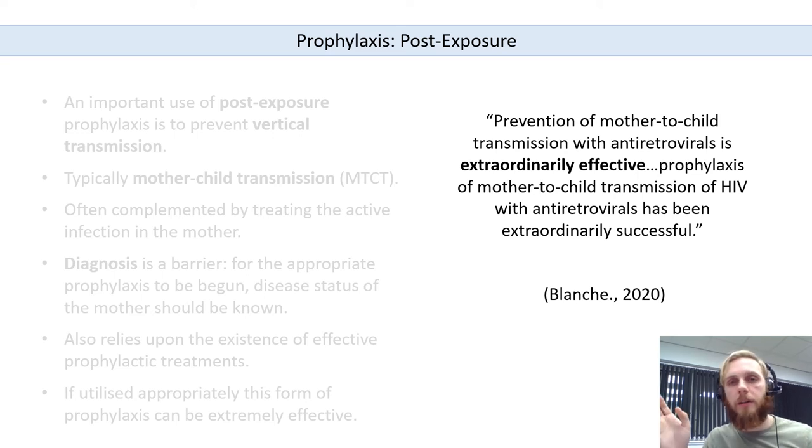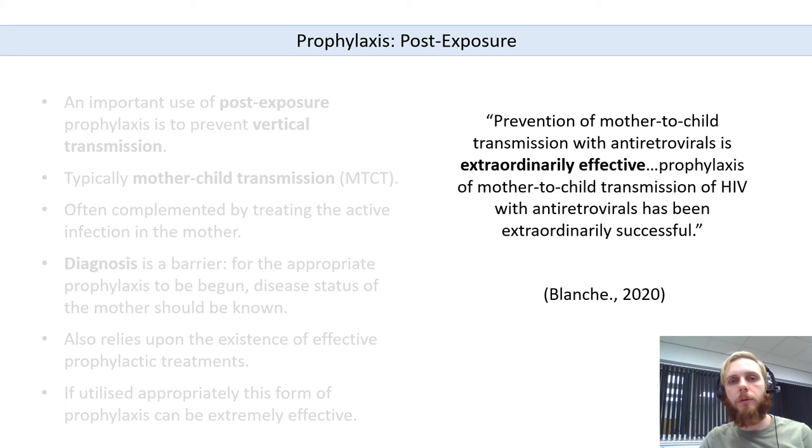And these strategies are described in this paper as extraordinarily successful and extraordinarily effective. Now, scientists tend to be quite tempered with their language. They don't tend to use these kind of superlatives and going over the top. So the fact that it's being described as extraordinarily effective, extraordinarily successful, really does show how successful it's been, which is an amazing thing, right? An amazing thing if an individual is in a situation where they can take advantage of these advancements.